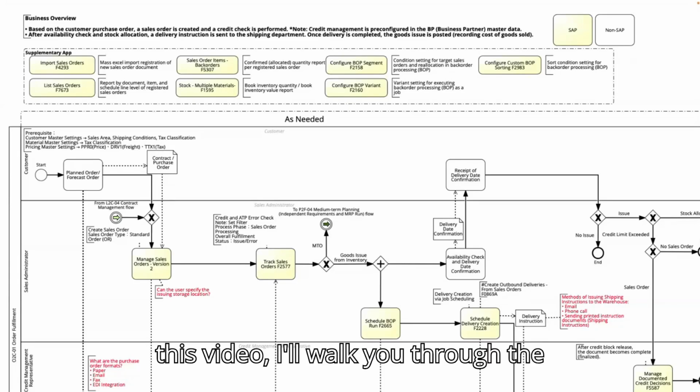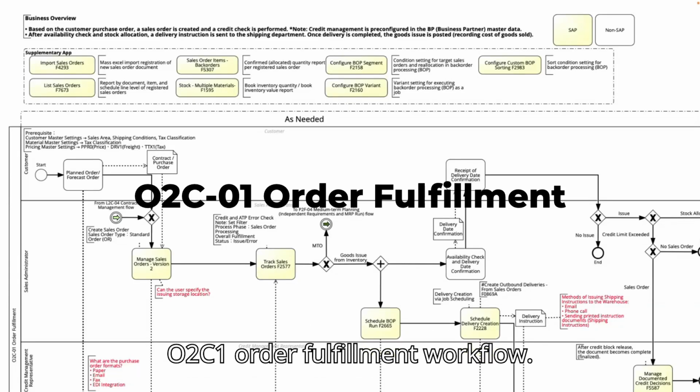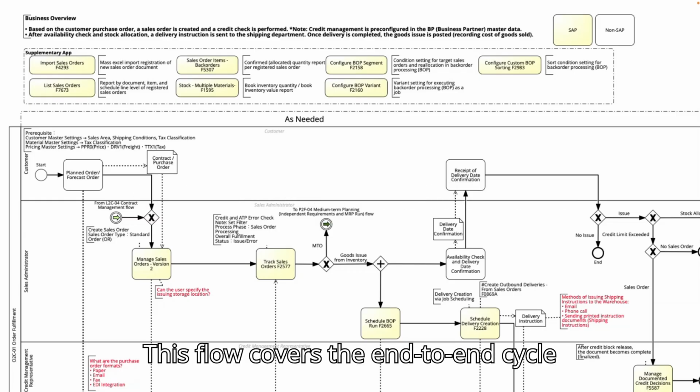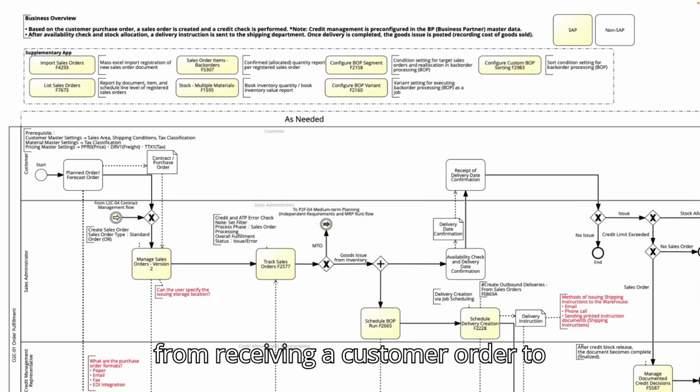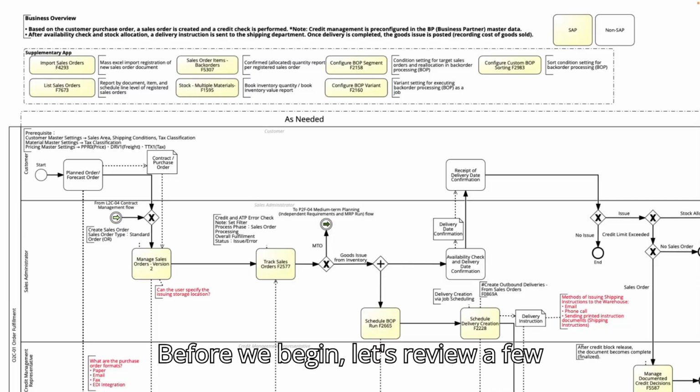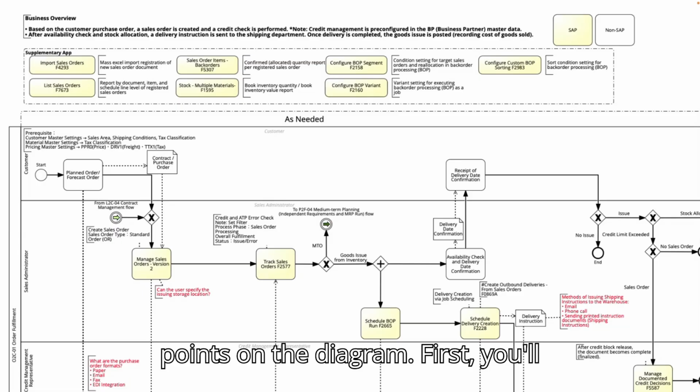In this video, I'll walk you through the O2C-01 order fulfillment workflow. This flow covers the end-to-end cycle from receiving a customer order to delivering goods and receiving payment. Before we begin, let's review a few points on the diagram.